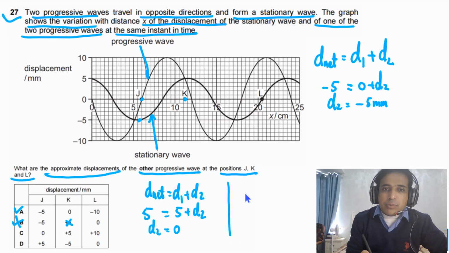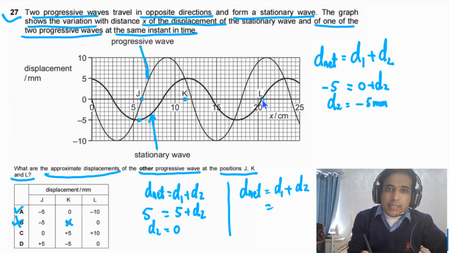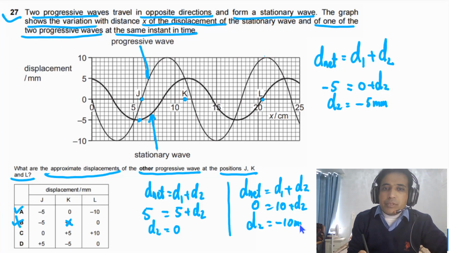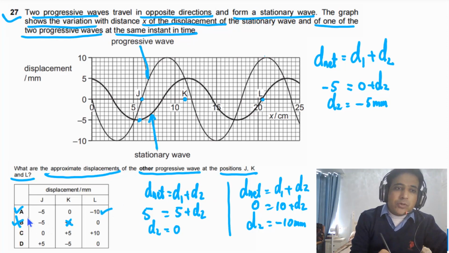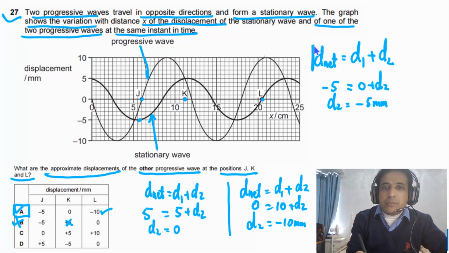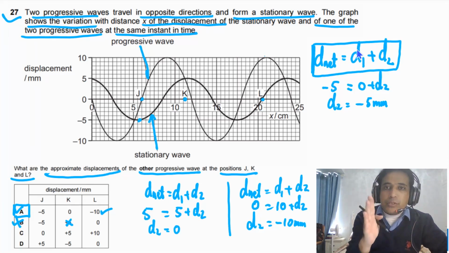Now if you look at the last one, d net again has to be equal to d1 plus d2. At point L, the net displacement is equal to 0, and d1 is equal to 10. So we can say 0 equals 10 plus d2, so d2 has to be equal to minus 10 millimeters. So the answer for this question is A. The main concept is this: the displacement of a stationary wave is equal to the vector sum of the displacements of the individual progressive waves.